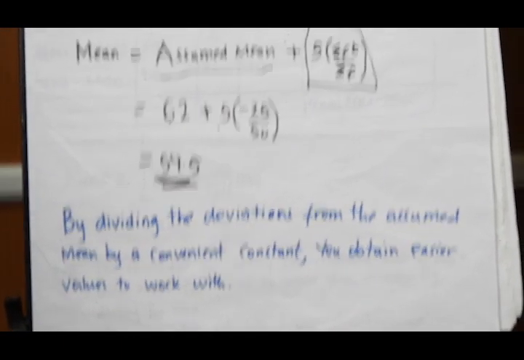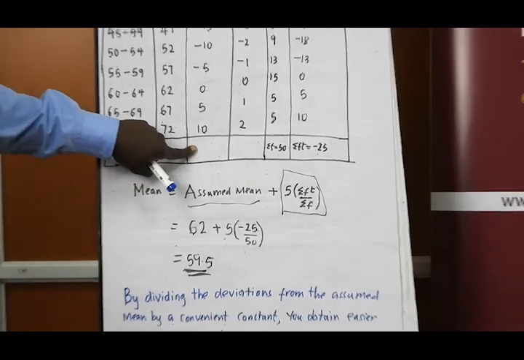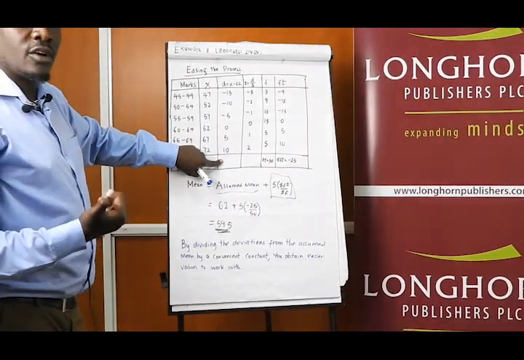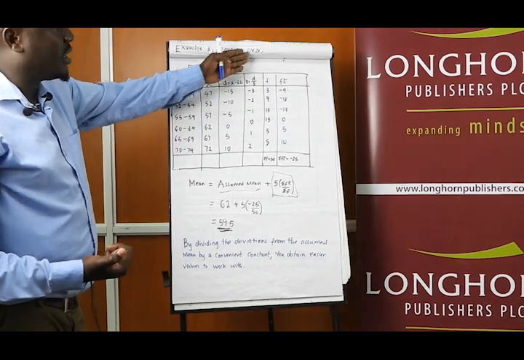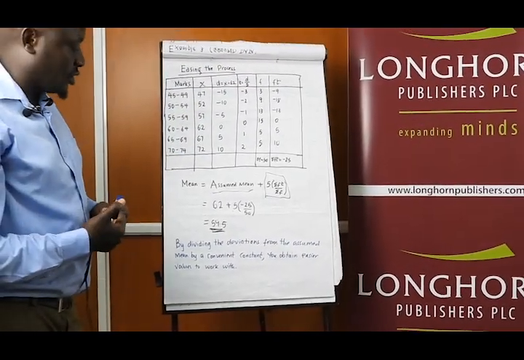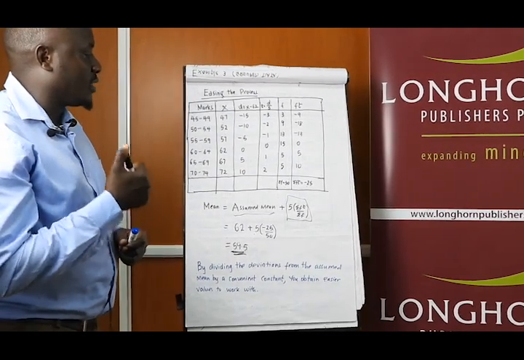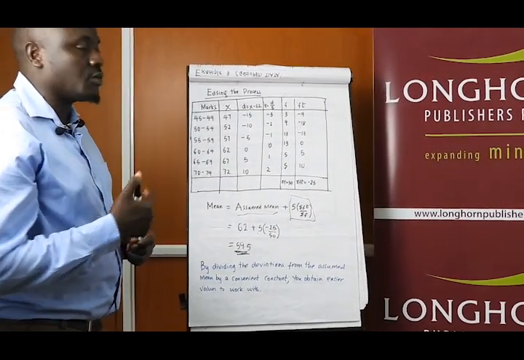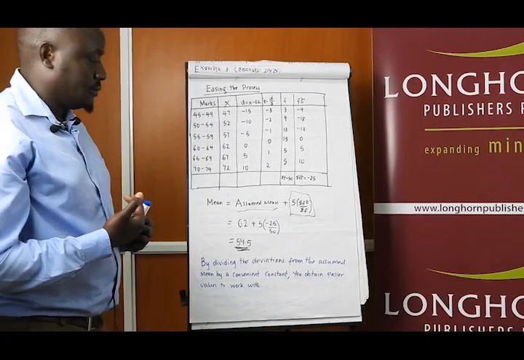We note that by dividing by 5 all through, by a convenient number and convenient constant, we've made our working easier. The numbers are smaller and more manageable. That is why we need to divide by a constant to make the numbers more manageable and smaller.